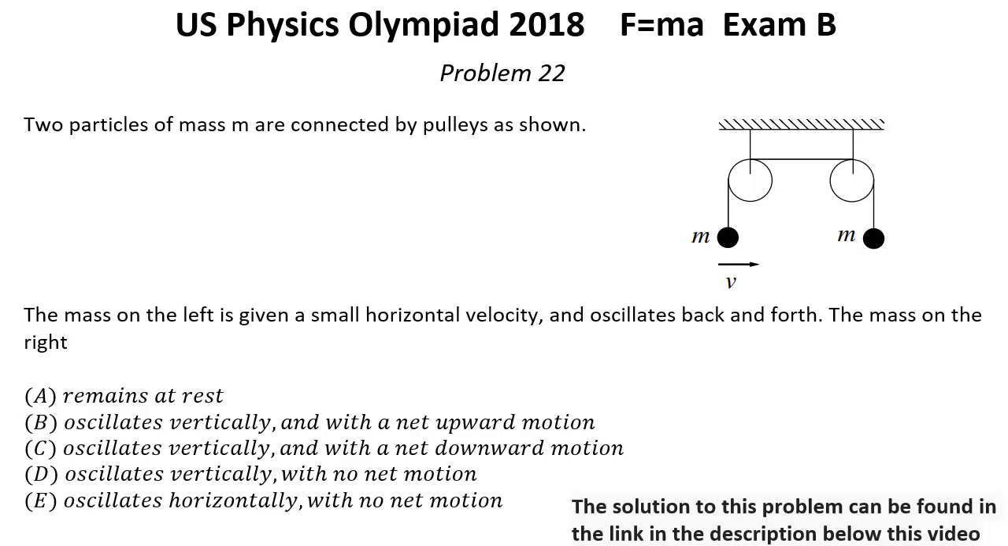The mass on the right will oscillate because the tension in the string oscillates. However, it cannot oscillate horizontally because there is no torque exerted on it. Suppose it oscillates horizontally with no net motion. Then the average y component of the tension acting on the mass on the left is equal to mg, but the x component of the tension is non-zero. Then the average magnitude of the tension is greater than mg, a contradiction.